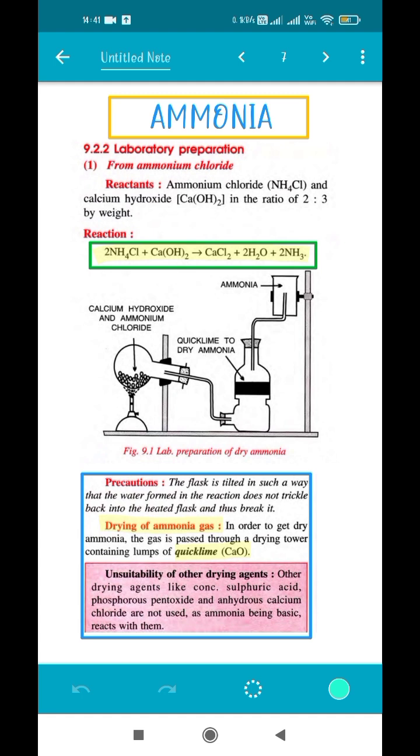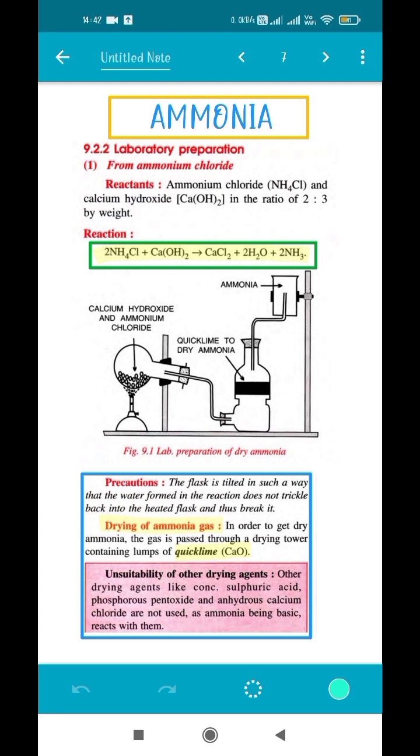First of all, we can prepare ammonia by using ammonium chloride. This is the easiest and the cheapest method. What is done: ammonium chloride and calcium hydroxide are taken in a particular ratio. This ratio is very important. Why? We will learn in the next page itself. So the ratio is 2:3. So what is the reaction? NH4Cl plus Ca(OH)2 will give you CaCl2 plus H2O plus NH3.